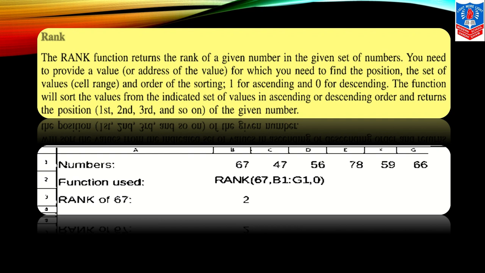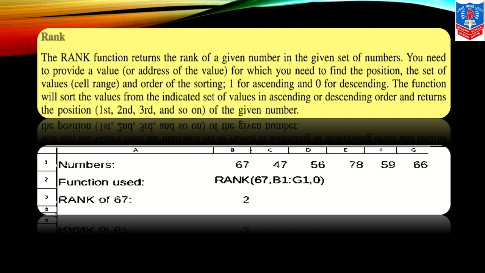The rank function returns the rank of the given number in a given set of numbers. You need to provide the value for which you need to find the position, the set of values, and the order of sorting: 1 for ascending and 0 for descending. The function will sort the values from the indicated set in ascending or descending order and return the position, first, second, third and so on, of the given number, children.